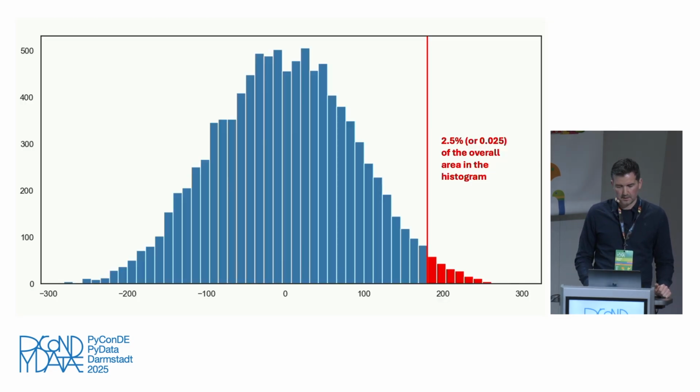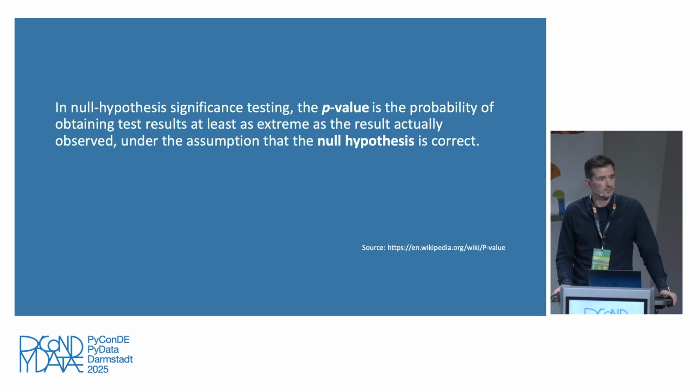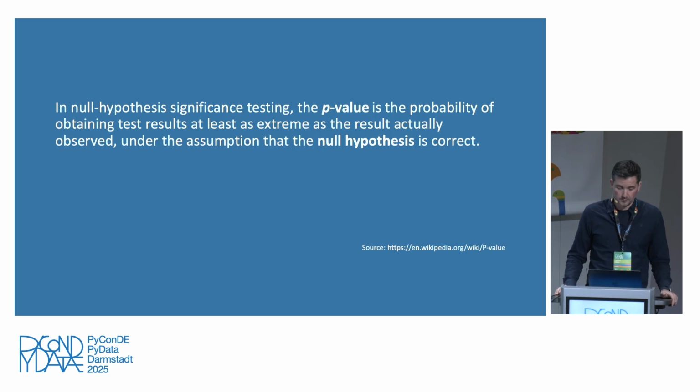And now the point is, if you look at the definition of the p-value, if you read it up in Wikipedia, for example, in null hypothesis significance testing, the p-value is the probability of obtaining test results at least as extreme as the result actually observed, under the assumption that the null hypothesis is correct. And this is exactly what we did. But I think what I just showed you, at least in my mind, is far more intuitive than just reading this definition.